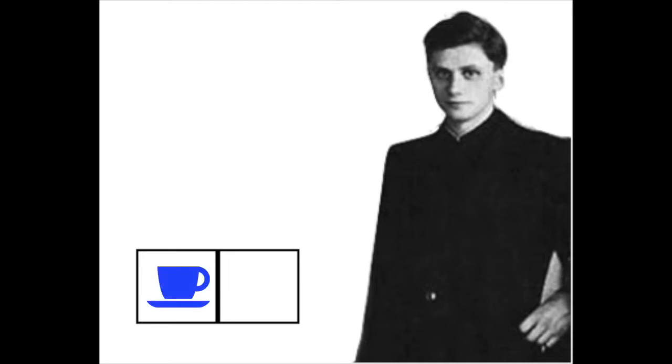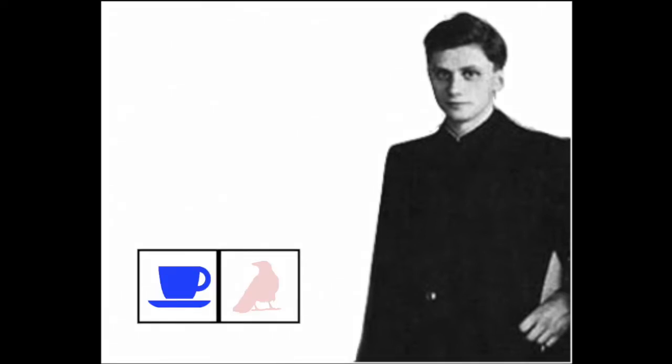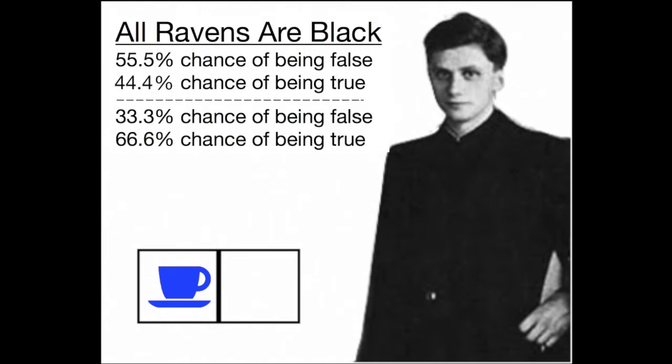Given that the first box is a red or blue coffee cup, that means that there's only a 33.3% chance, or 1/3, that the second box would include a blue or red raven, and a 2/3 chance that it contains a coffee cup or black raven. This means that looking at a non-black non-raven decreased the possibility of all ravens are black being false by almost half, and increased the possibility of it being true by exactly half. So it's clear that my blue coffee cup is evidence that all ravens are black.